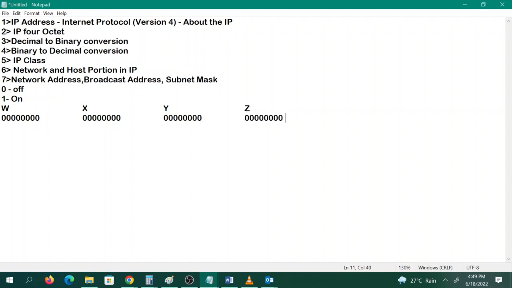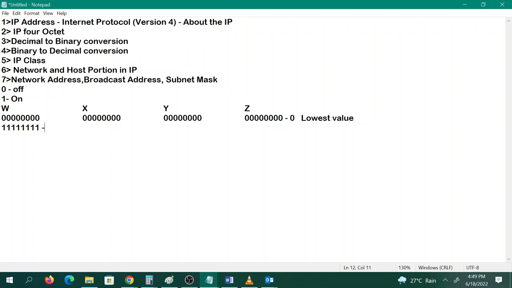See, all the bits here are 0. That means this value is 0, and this will be the lowest value of this octet. And if we put all the values as 1, so in 1 octet if we put all 1s, it will be the highest value.